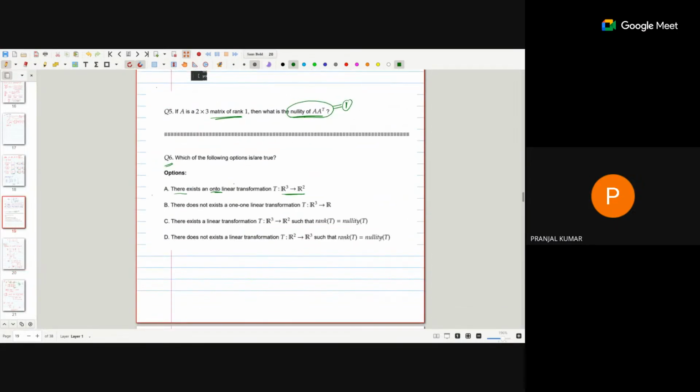Is this clear? Yes, sir. Any doubt here? See, they are asking you to find whether there exists one. So if you are able to come up with an example of an onto linear transformation of order 2 cross 3, then you can say that yes, there exists. No problem in that. Now, there does not exist a 1-1 linear transformation from R3 to R.